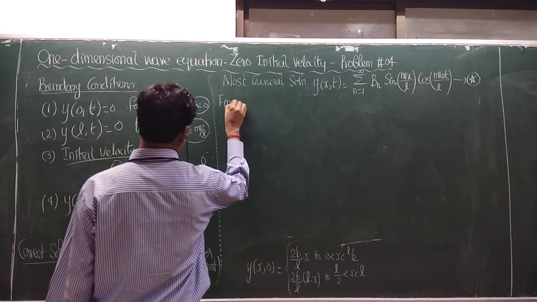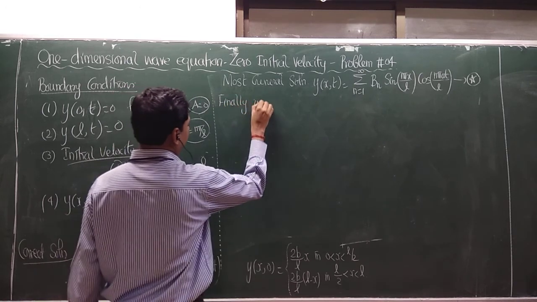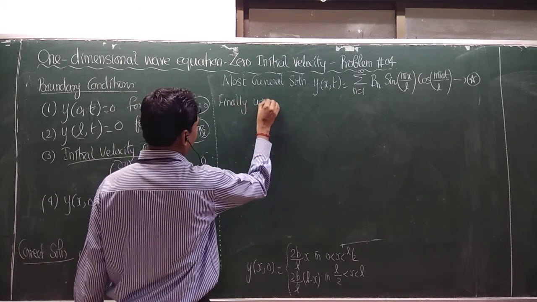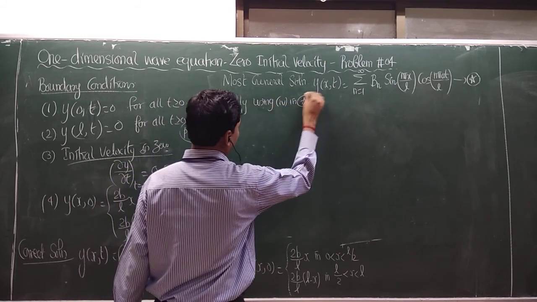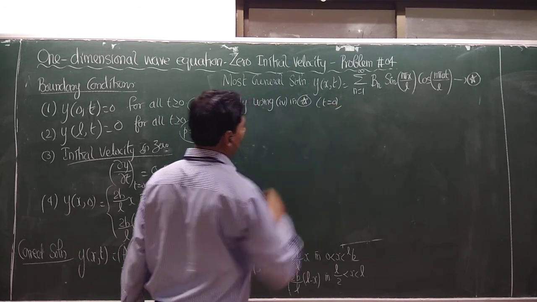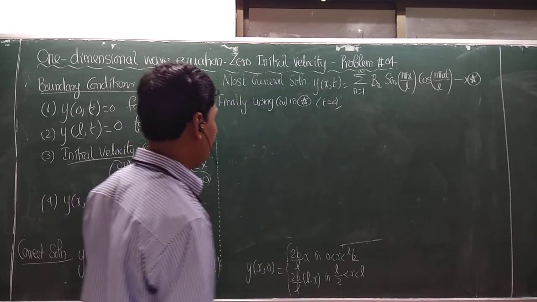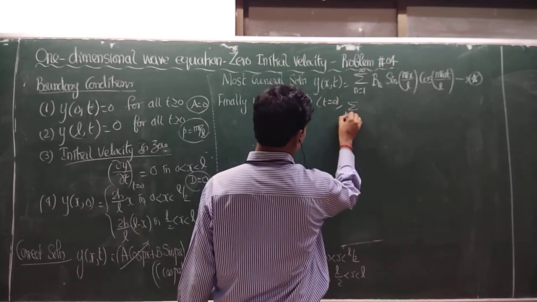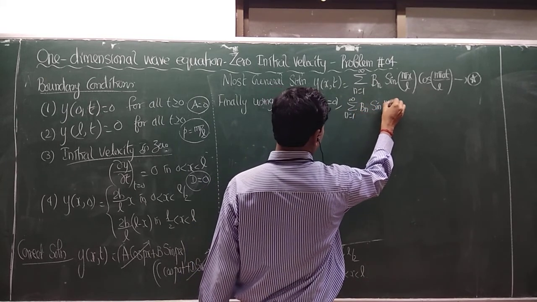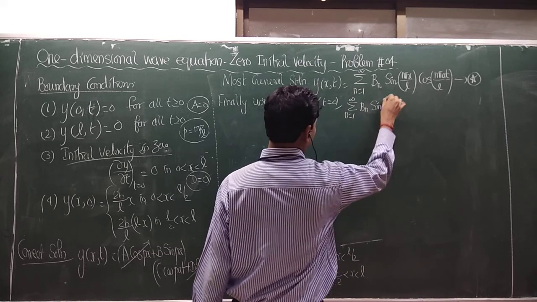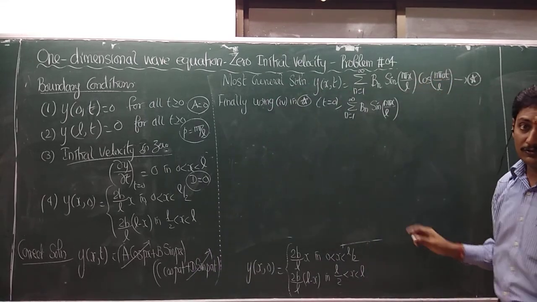So let us apply the condition number 4 in the star equation by putting t equal to 0. What will we get? By putting t equal to 0, sigma n equal to 1 to infinity, bn sin n pi x by l. What about cos 0? Cos 0 is 1, so this is 0.